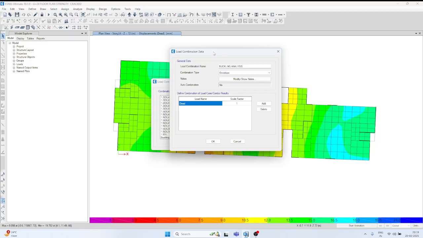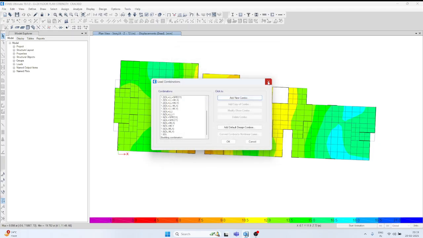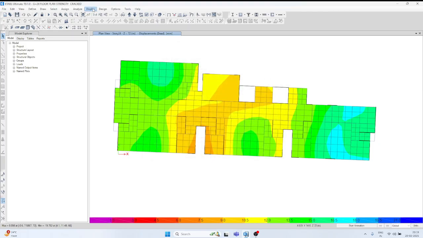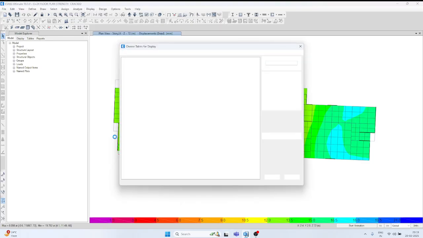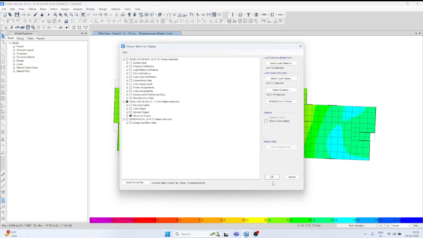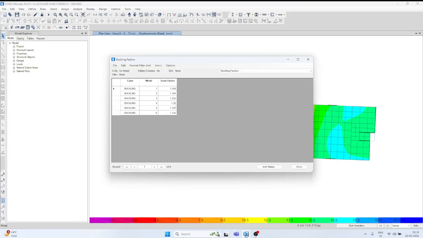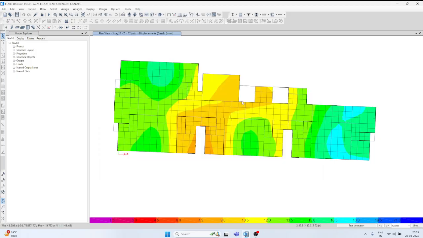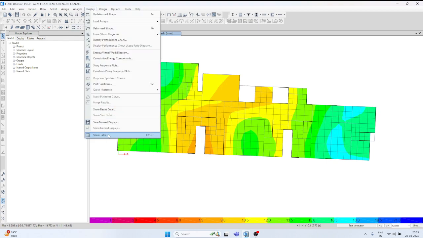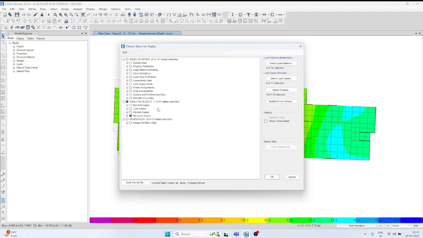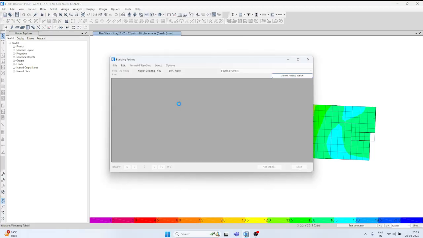Before that, what you have to do is, when you perform analysis, go to Display, then go to Show Table, and here just click OK. See, here you will get the new buckling factor. Again I am telling you, when analysis has been completed, go to Display, go to Show Table, and click OK. This is your new buckling factor. If you have to create an envelope, this is very necessary.